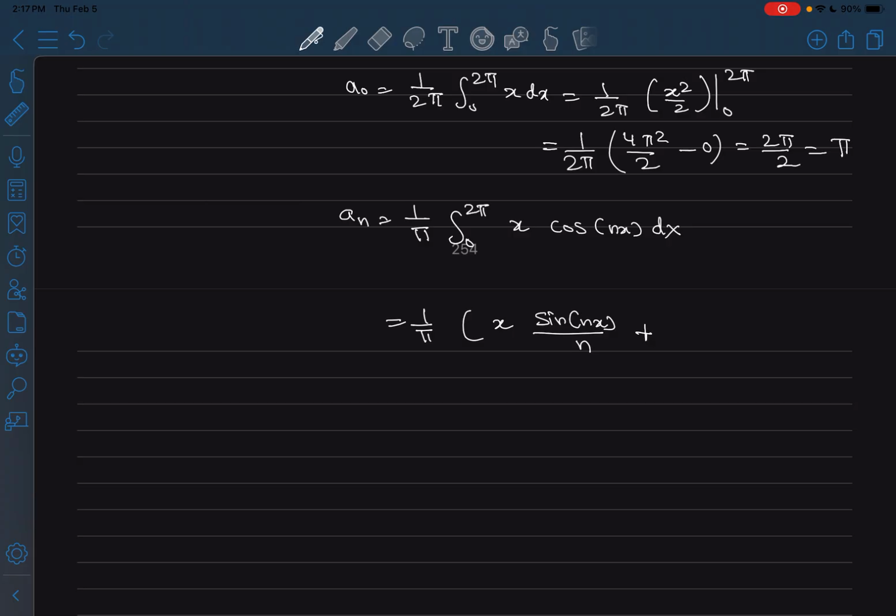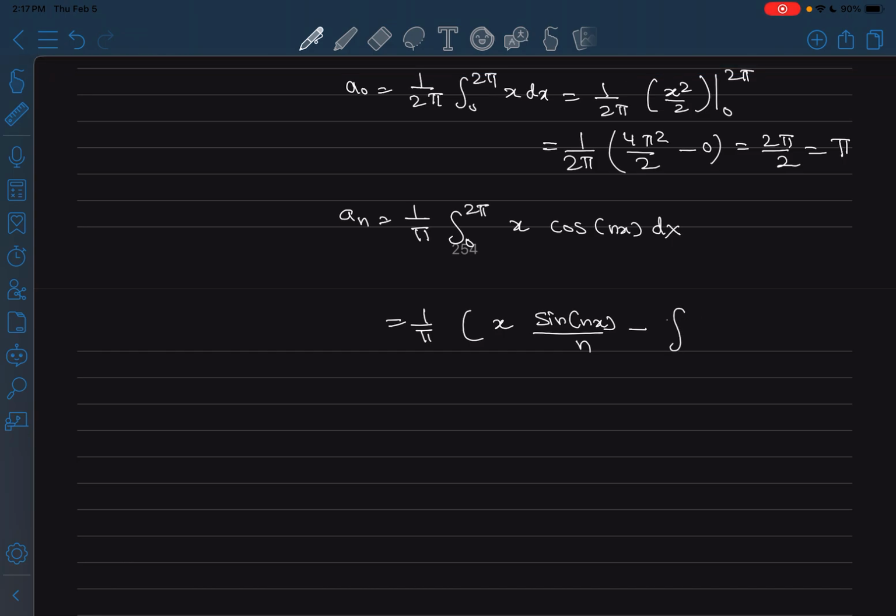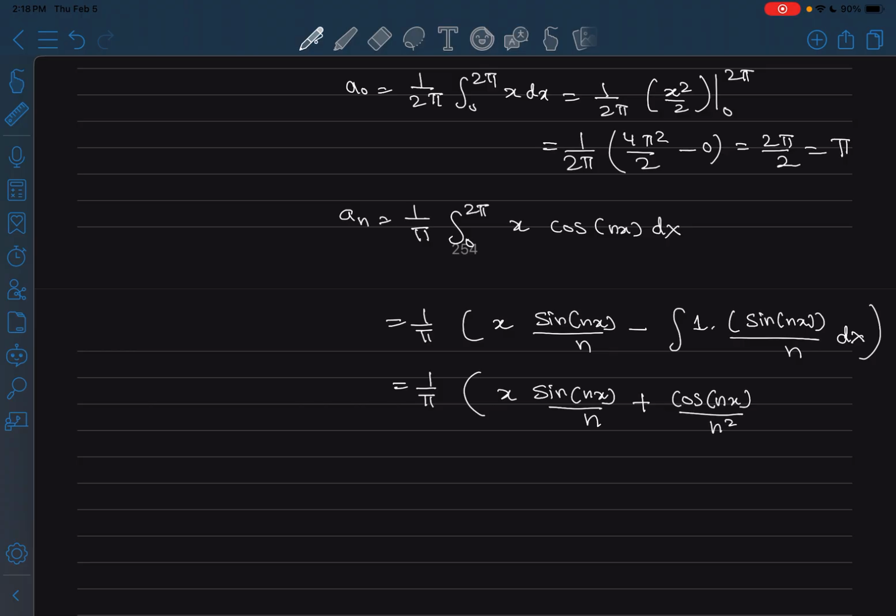Again, I have to take the integral of sine, so that becomes minus cosine, right? Let me do it step by step. Minus the integral of this: the derivative of x is 1, so the integral of cos is just sine, it's not minus n, I'm sorry. Sine nx over n dx, right? And then 1 over pi, so this is x sine nx over n, and now the integral of sine is minus cos, and minus minus is plus. Okay, so cos nx over n square. That's correct, I think.